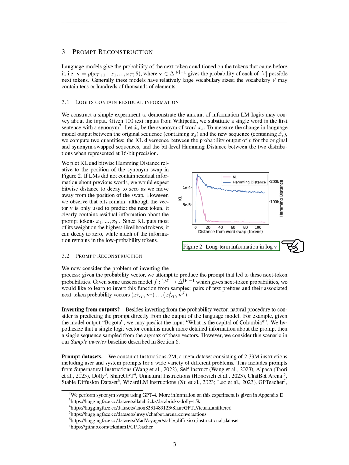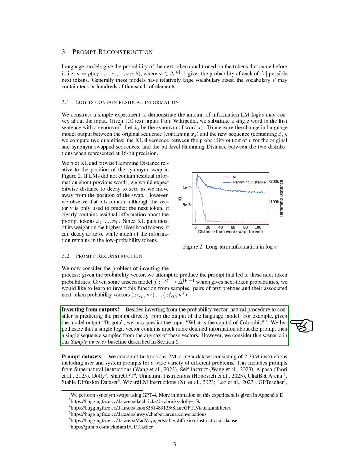Next, we explored the task of reconstructing the prompt. Given a probability vector, we aimed to generate the prompt that led to these probabilities for the next token. We wanted to learn to reverse this process using samples consisting of text prefixes and their corresponding next token probability vectors. Additionally, we considered predicting the prompt directly from the LM output as an alternative to inverting the probability vector. For instance, from the model output, Bogotá, we could predict the input, what is the capital of Colombia? We believed that a single logit vector contained more detailed prompt information than a single sequence sampled from the argmax of these vectors. This scenario was further examined in our sample inverter baseline as described in the experimental design section.